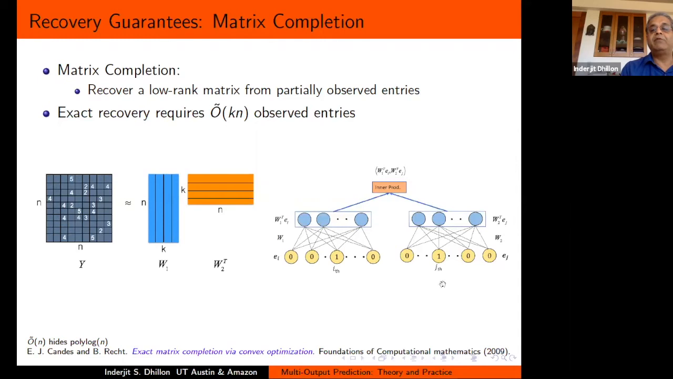And similarly for the outputs. And then W1 can actually be viewed as an embedding of the inputs. W2 can be viewed as an embedding of the outputs. And the prediction is then given by an inner product between the corresponding rows of W1 and the corresponding column of W2 transpose.